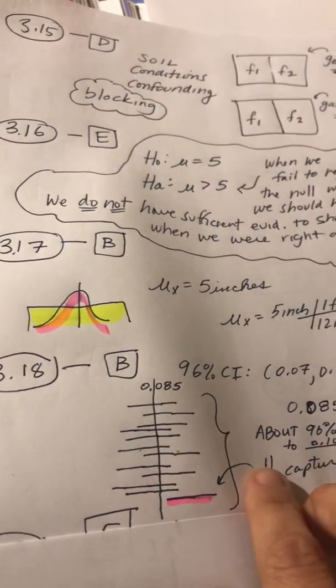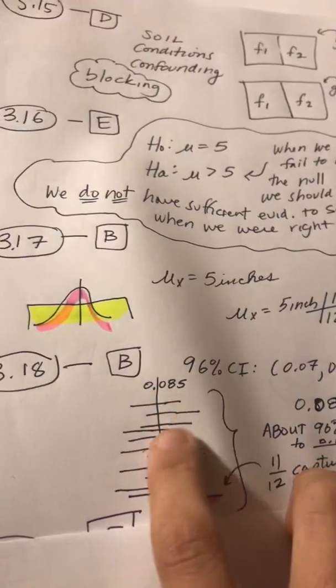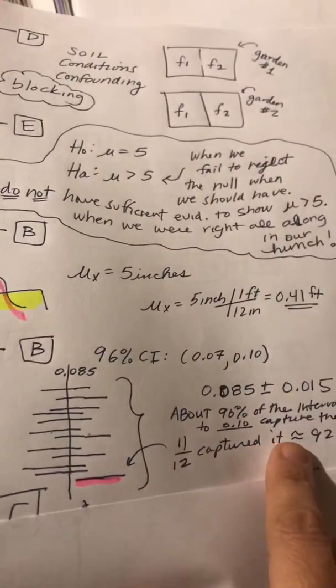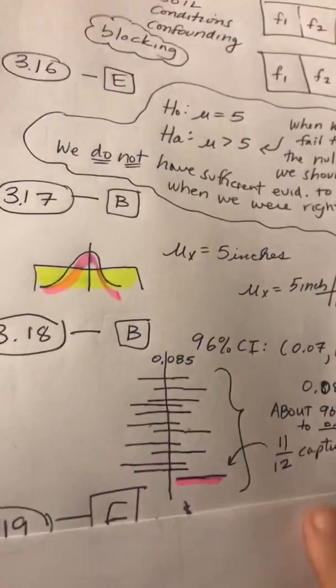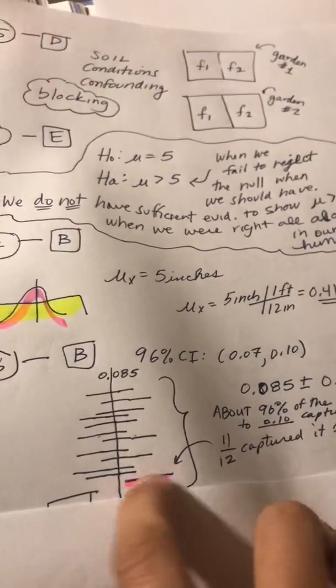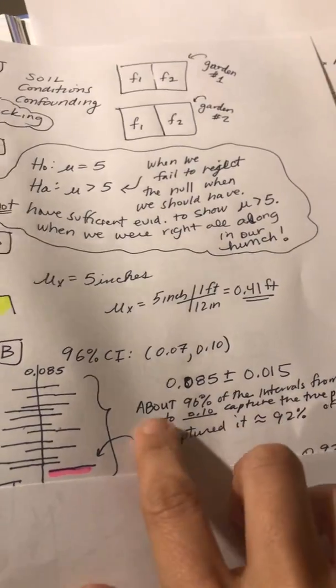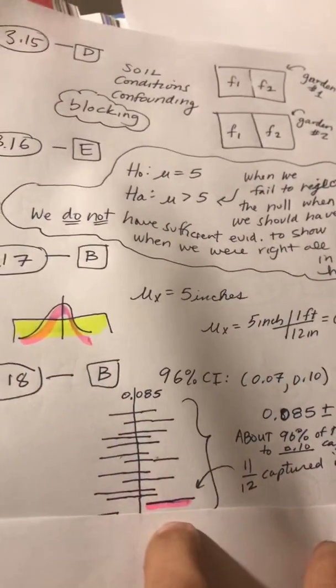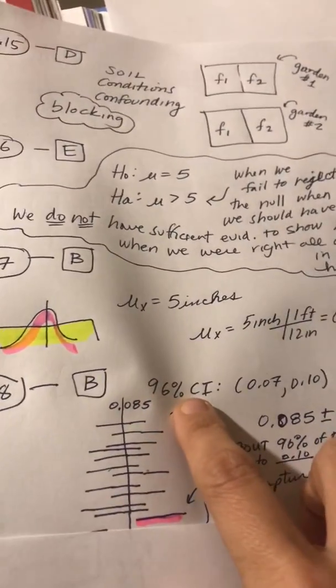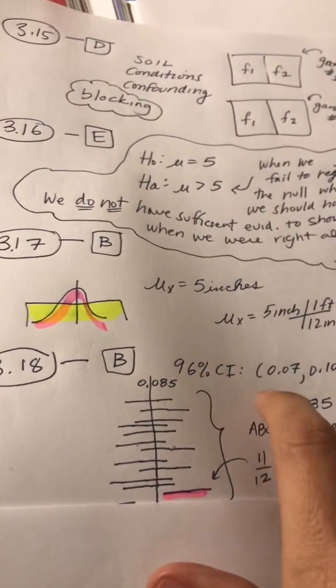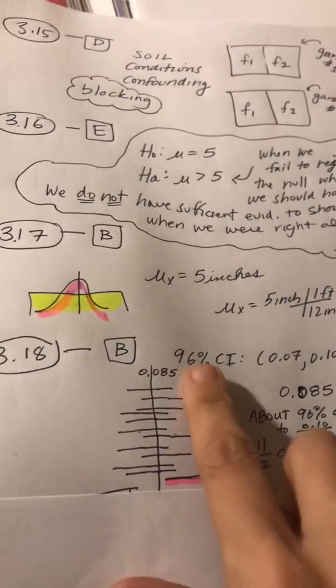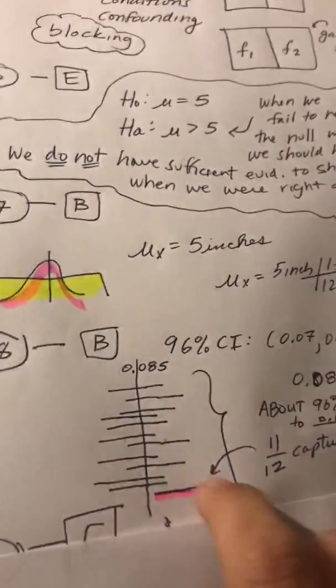And in fact, 11 out of the 12 intervals I created captured the true mean. So if I was just experimentally trying to figure out this confidence interval percentage, that's about 92%. So when they're saying they did a 96% confidence interval, they're saying that if they did 100, 96 of them would capture it, and about 4 of them would not capture it.